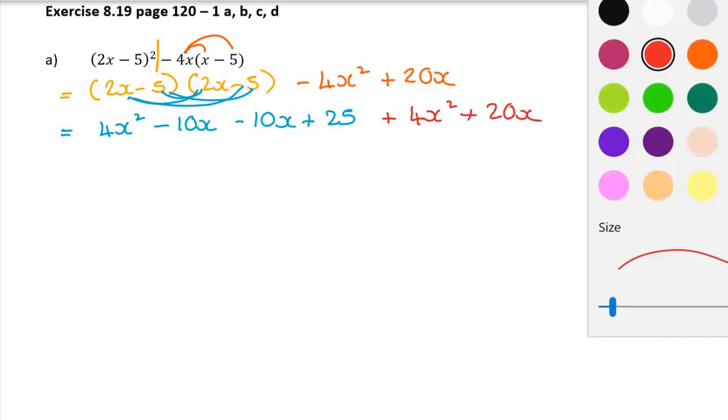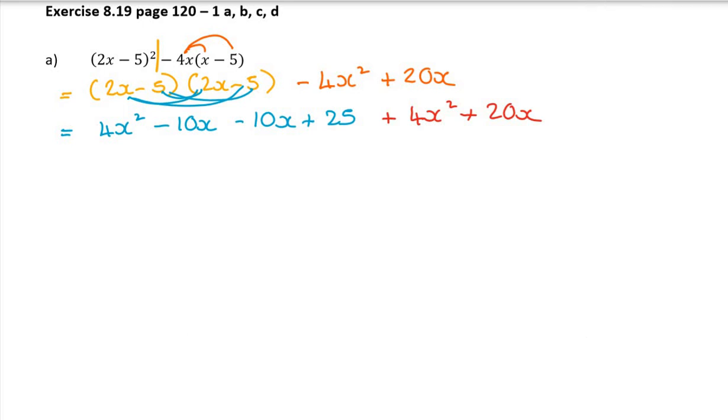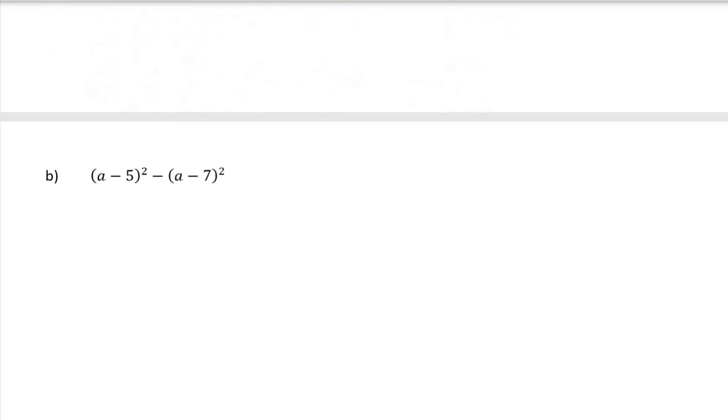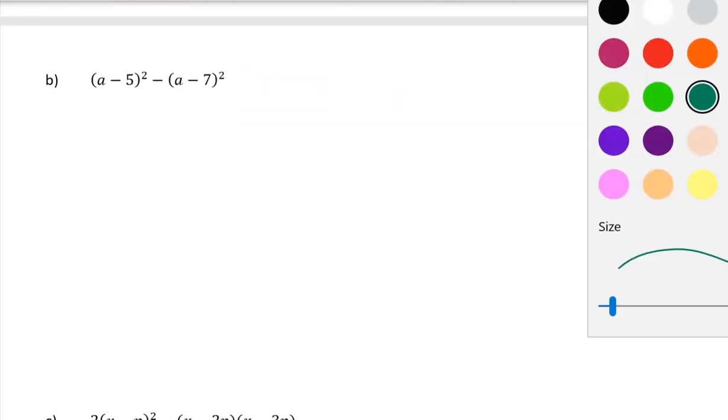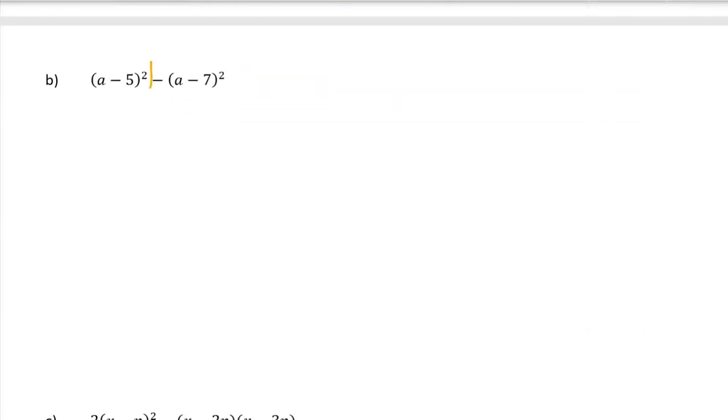And so remember my steps were divide into terms, simplify each term, and now I can add my like terms. So 4x squared plus 4x squared is 8x squared. Notice exponents don't change. Minus 10x plus 20x all cancel each other out, and I get plus 25. So it simplifies down to something quite nice and neat. Okay, let's try a couple more of your homework. Simplify into terms. Now here, both of these I had to write out.